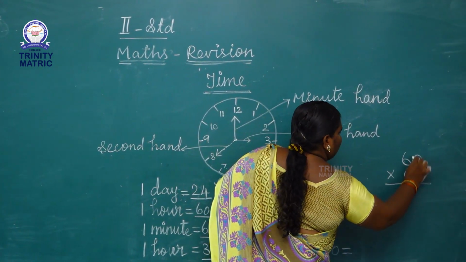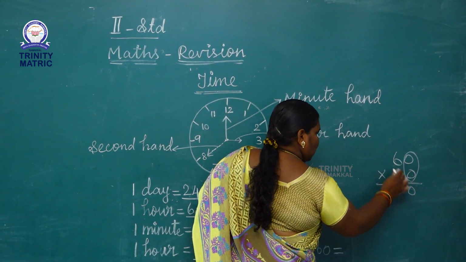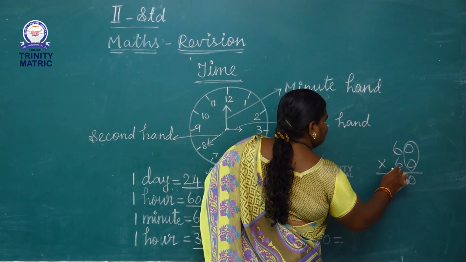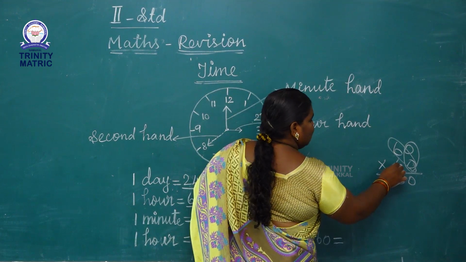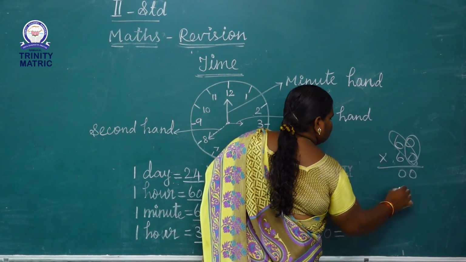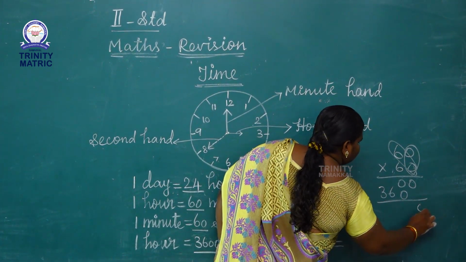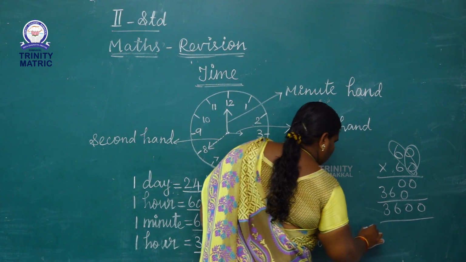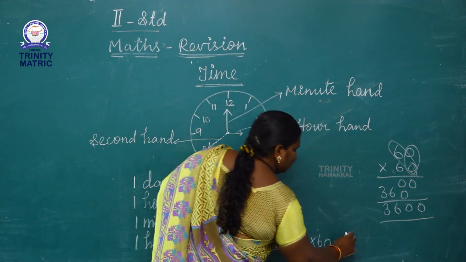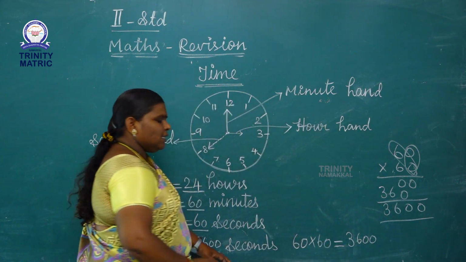60 into 60, you multiply in the ones digit. 0 zeros are 0, 0 sixes are 0. Next, first you multiply this one. Next, 6 0 0, 6 sixes are 36. So 60 into 60 is 3600 seconds.